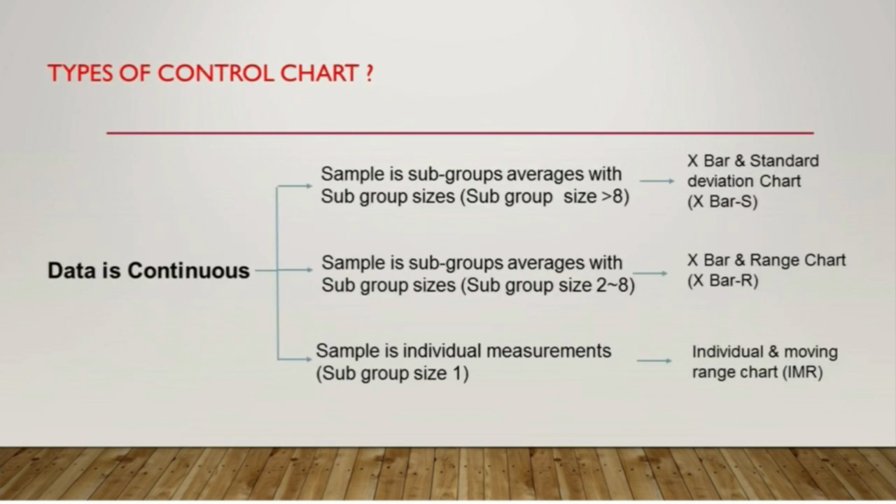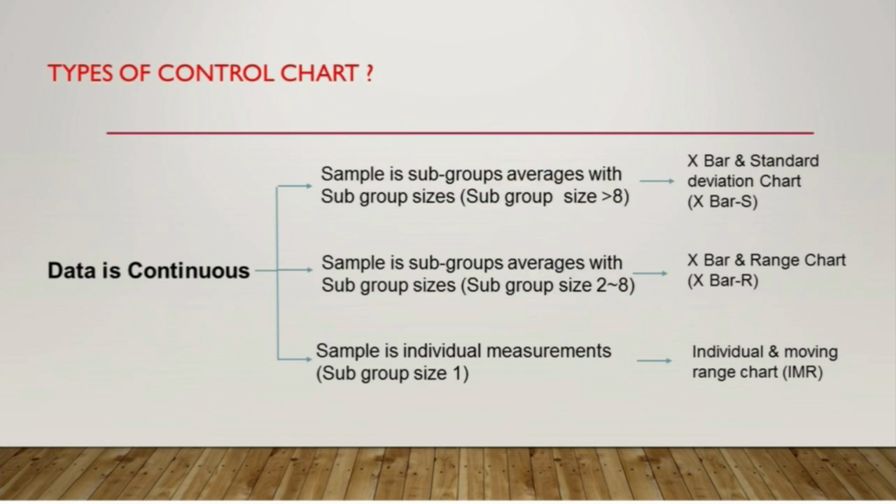As we know, our data is of two types, one is continuous and one is discrete. When our data is continuous, we use IMR chart, X bar R chart and X bar S chart. When our subgroup size is 1, we use IMR chart. When our subgroup size is between 2 to 8, we will use X bar R chart. And when our subgroup size is greater than 8, we use X bar S chart.